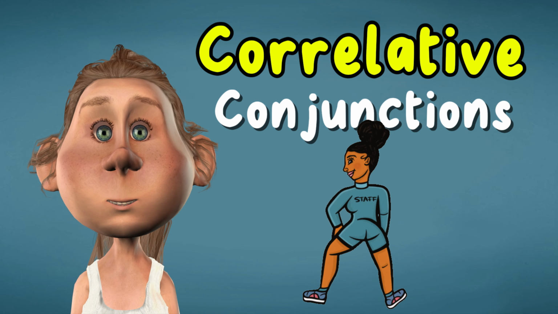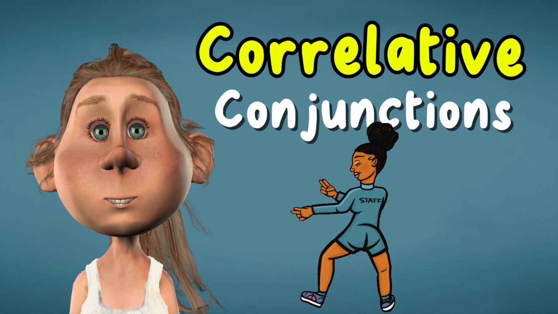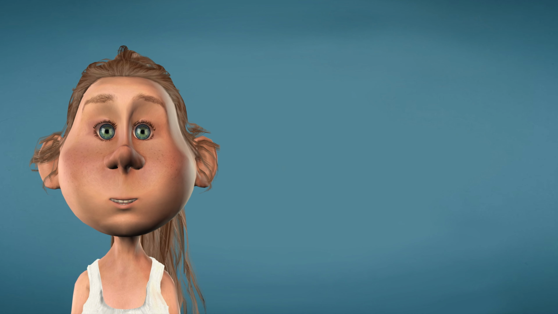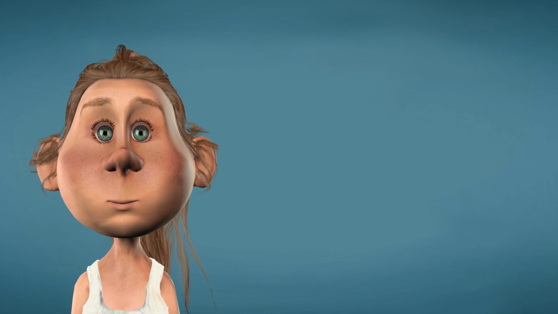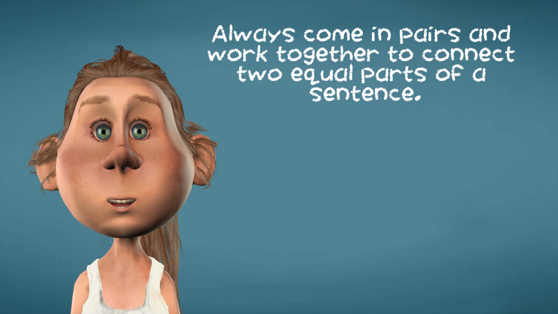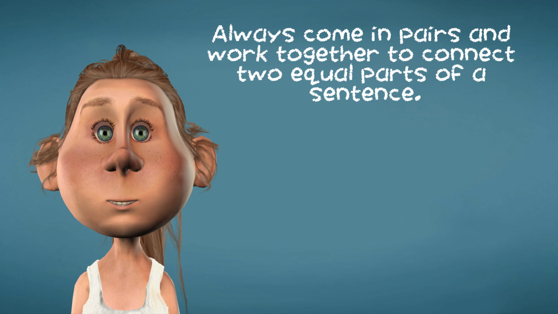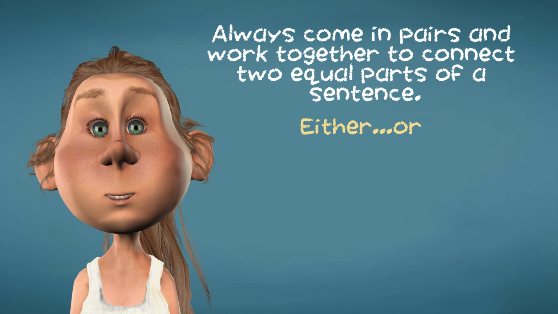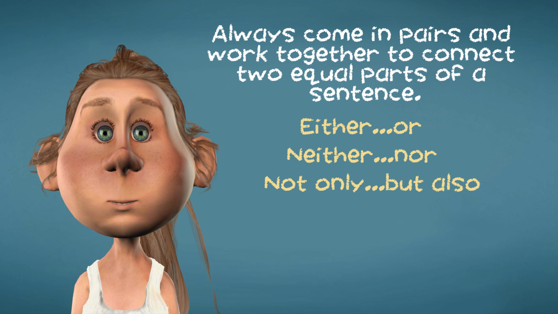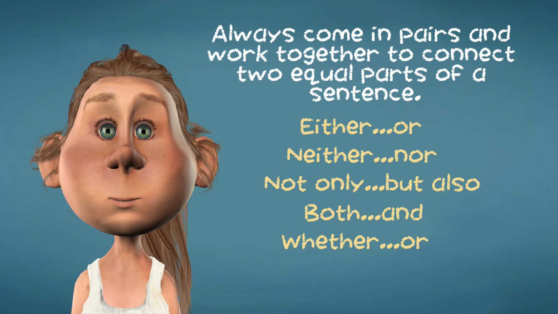Those paired words that help add clarity and balance to your sentences. So, what exactly are correlative conjunctions? They always come in pairs and work together to connect two equal parts of a sentence. Some common correlative conjunctions are either, or, neither, nor, not only, but also, both, and, whether, or.